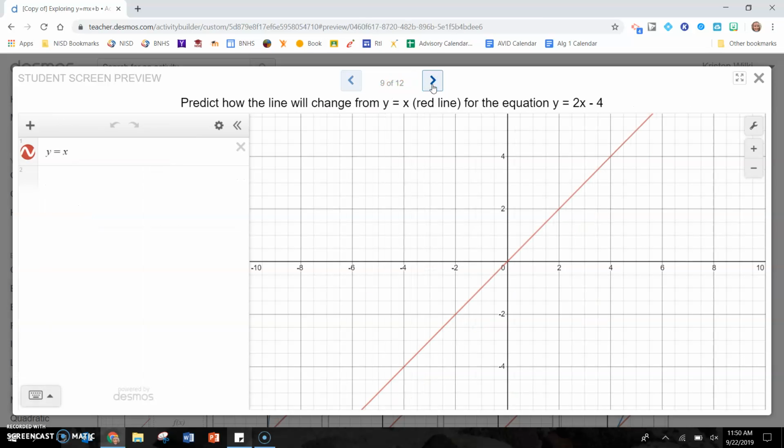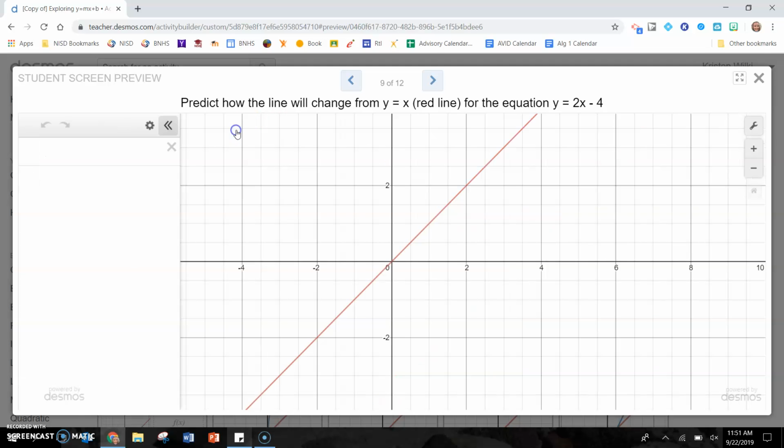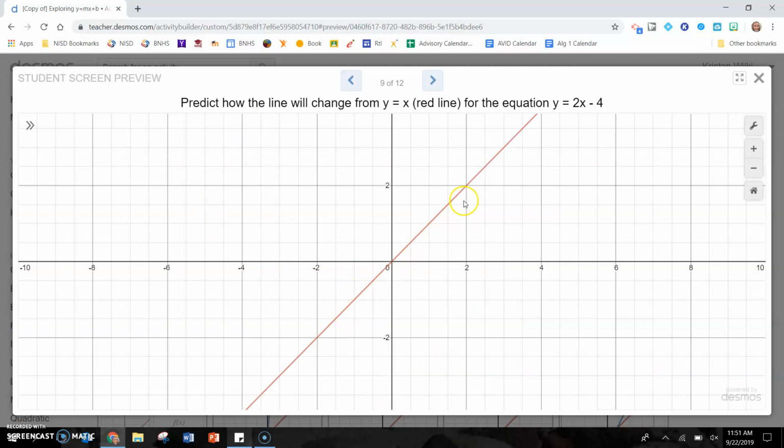Okay, so by knowing this information, we can predict what will happen to a graph given a situation. In this case, we have y equals x graphed. I want you to predict what will happen when we have y equals 2x minus 4. Is that graph going to be steeper or less steep than the red graph? Is it going to shift up or down in comparison to the red graph?